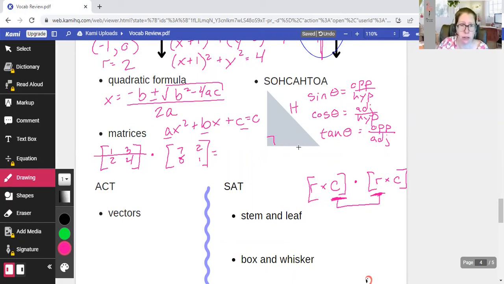The only trick with this is that it matters what angle you're using. If you're using this angle, then this is the adjacent side and this is the opposite side. If you are using this angle, then they switch, right? This is the adjacent and this is the opposite now. So you just want to be real careful with how you label your triangle, and then follow and do what they ask you to do.